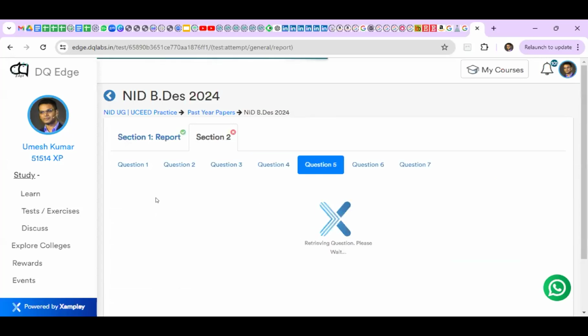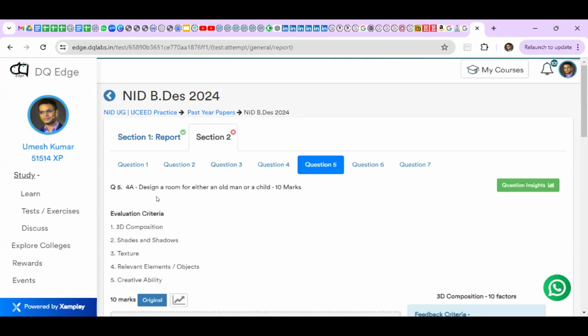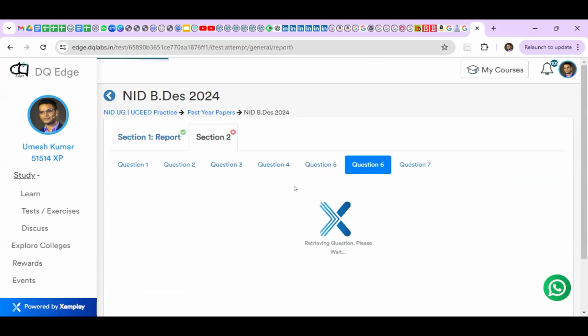And then question number 5. Design a room for either an old man or a child. So this is a design-based question. You have to really understand what the requirements of an old man are, what the requirements of a child are. When you're talking about requirements, it's not only the physical requirements, but the psychological and emotional requirements as well, right?